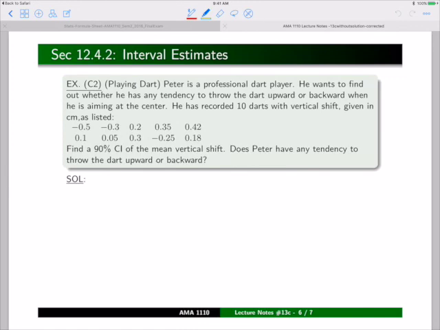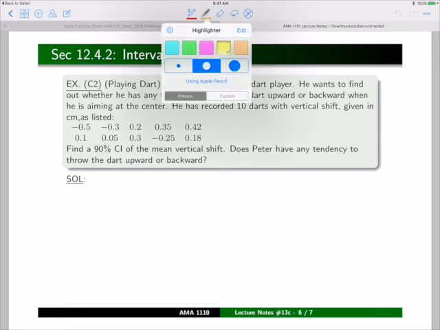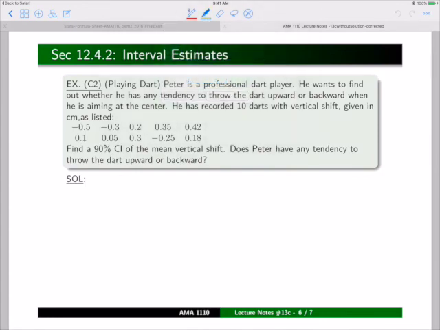Let's do maybe a couple more examples. So let us look at when Peter is a professional dart player. He wants to find out whether he has a tendency to throw a dart upward or backward. So he recorded 10 of his dart throws for vertical shifts given in centimeters.